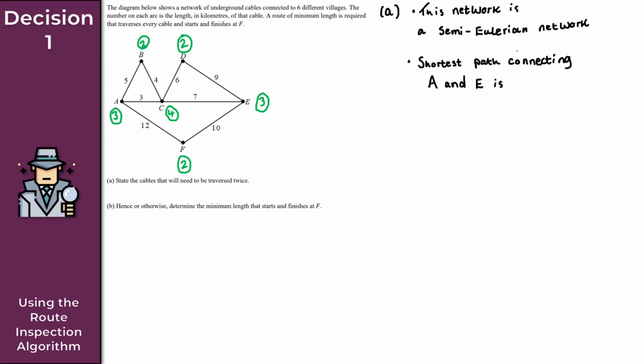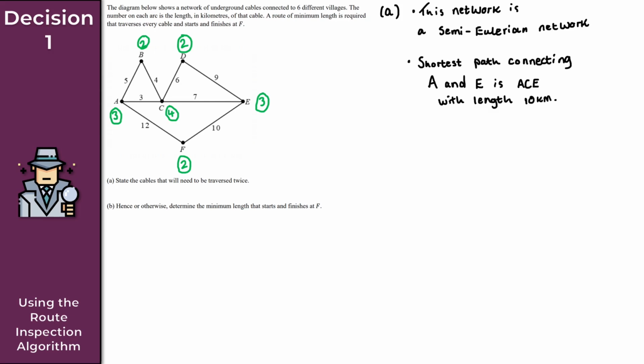So the shortest path connecting A and E is going to simply be A, C, E. So A to C and then C to E, and that has a length of 10. Okay, I won't forget the units here. I'm working in kilometers, so with length 10 kilometers. So in that case, let's just quickly finish the solution to part A.